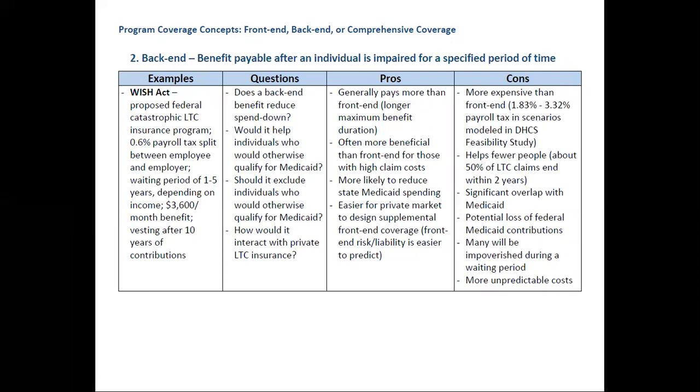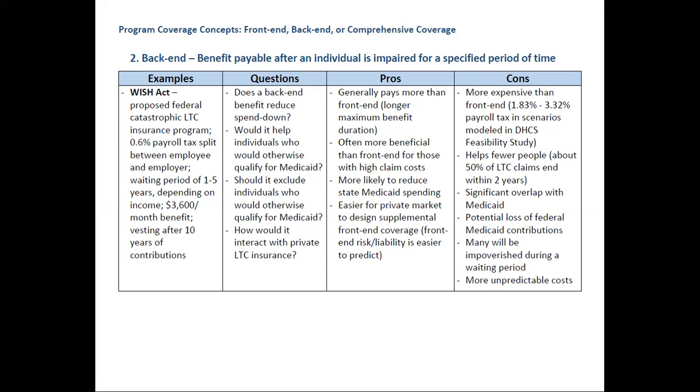An example of a back-end design is the WISH Act. This is a new proposal. I think it's Senator Susi, I'm not sure if I'm pronouncing that correctly, but it would be a federal catastrophic long-term care insurance program. There would be a waiting period of 1 to 5 years, depending on the individual's income level. Lower income individuals would have a shorter waiting period of 1 year, and then that waiting period would gradually ramp up to as long as 5 years for individuals who have higher income. So again, that's a benefit targeted towards the more needy. There's some kind of need-based targeting going on in that sort of design.